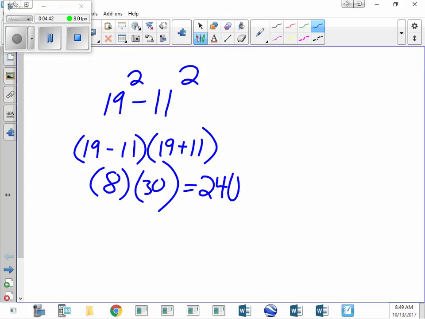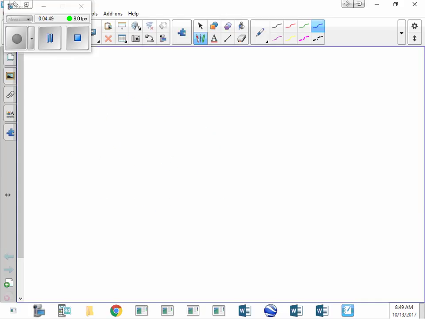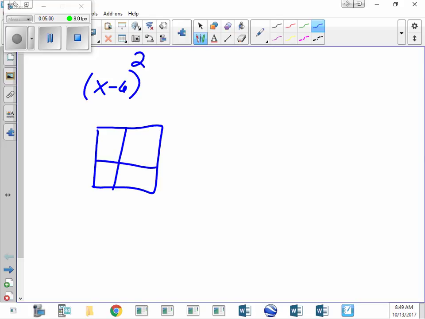Okay. The book has one other special product, and it's called a perfect square trinomial, and we're gonna start with a factor. Let's say I had x minus 6 and I squared it. If I put that in the box, x minus 6 and x minus 6. X times x is x squared. X times negative 6 is negative 6x. And then this is negative 6x, and then this is plus 36.